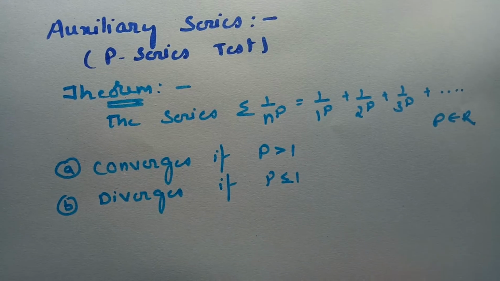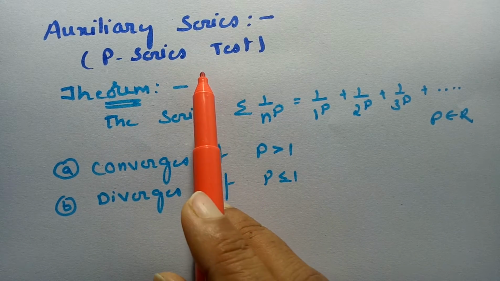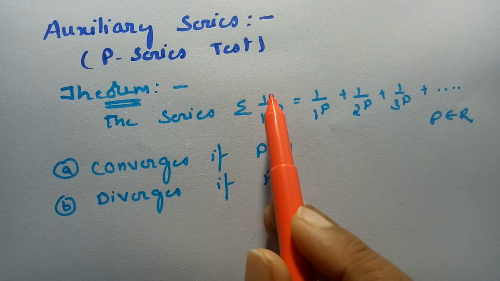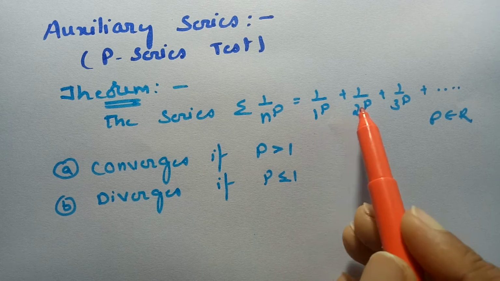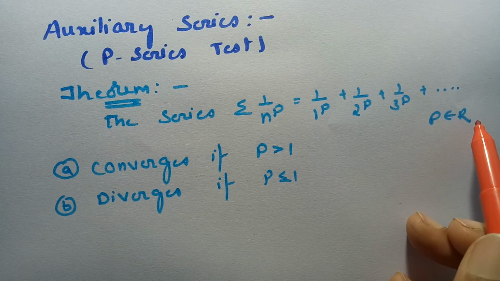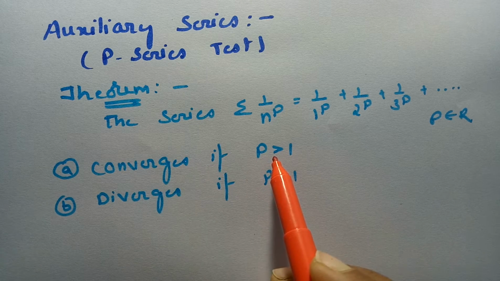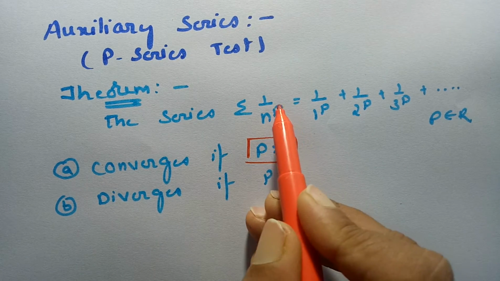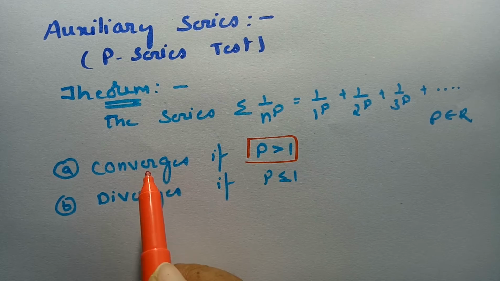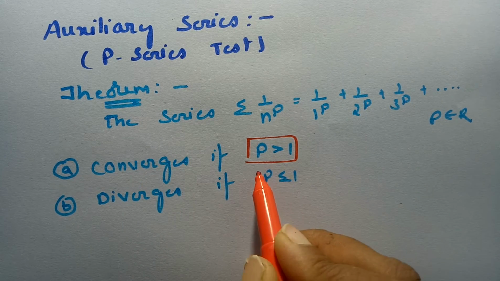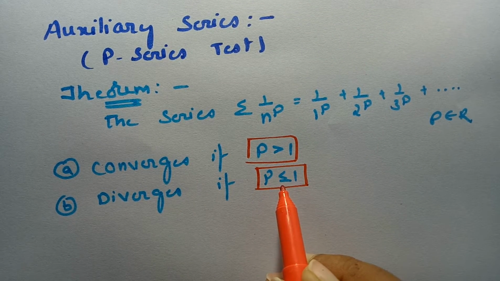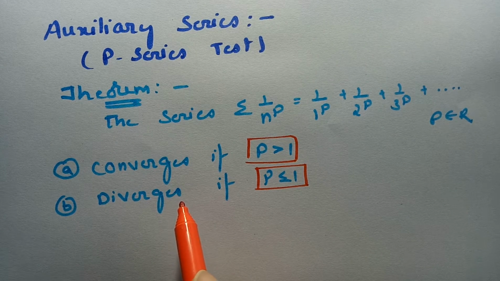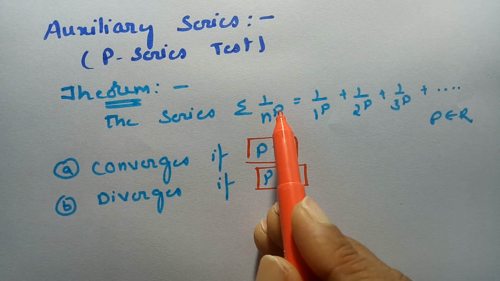So this is the auxiliary series or the P series, the most important series to test the convergence. The theorem states that the series sigma 1 by n power p, equal to 1 by 1 power p plus 1 by 2 power p and so on, where p belongs to R, converges if p is greater than 1. So this is most important. For 1 by n power p, we have to check this p, and if it's greater than 1, then the series is convergent, and if it's less than or equal to 1, even if it is equal to 1, it is divergent.